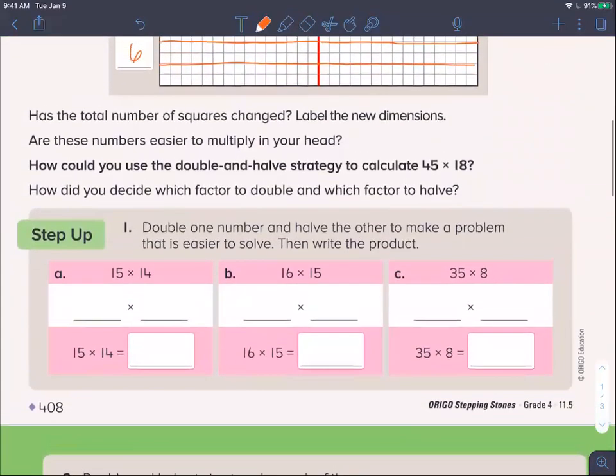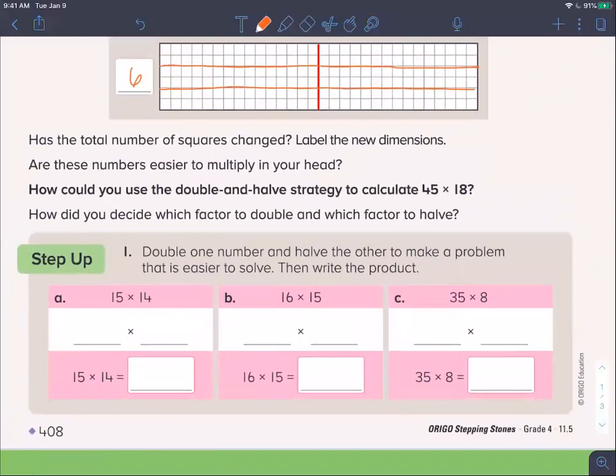Now, down here, you have a choice. So you're going to double one number and take half of the other to make a problem that's easier to solve. I'll do a few with you. So if I look at 15, I know double 15 is 30. So I'm going to try to double that, which means I need to take half. Okay, so that's the thing to look out for, is when you double one side, you have to take half of the other. Now I can do this in my head. 30 times 7, that's 210.